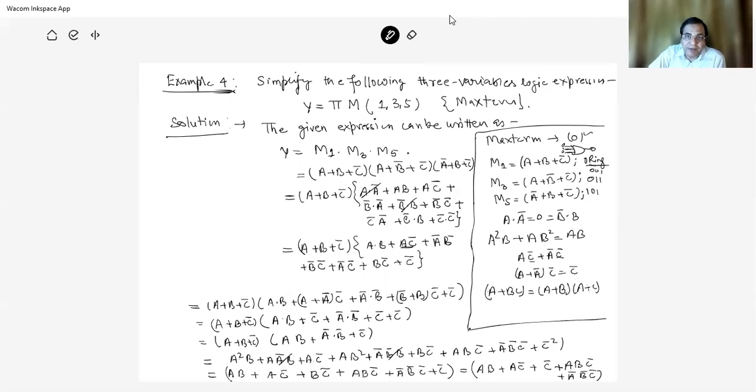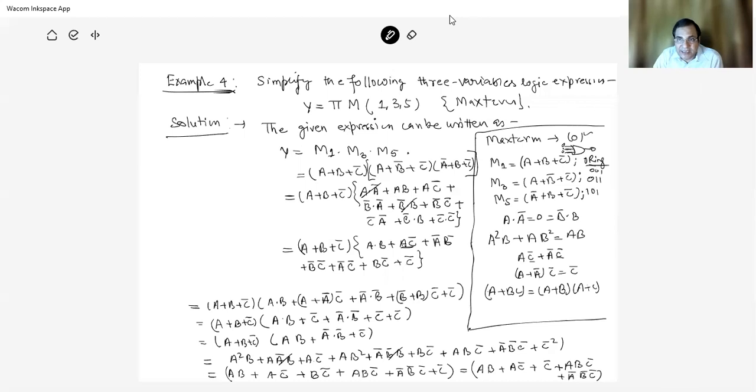M5 by simplifying means converting in SOP form, that is, multiply this bracket. Here we find A into A bar, A into B, A into C bar, and B bar A bar, B bar B, and B bar C bar. Here it is C bar A bar, C bar B, and C bar square. This is C bar square.